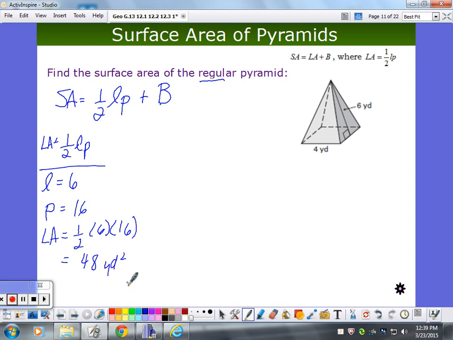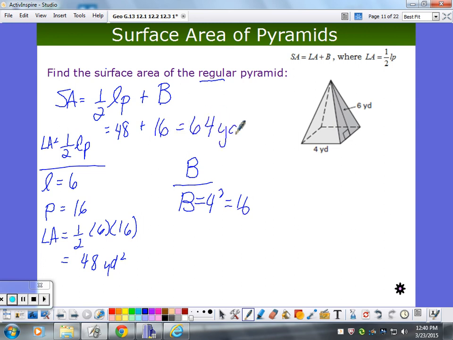If they just said find the lateral area, you would be done. But it says find the surface area. Now I have to find the area of the base. So what is uppercase B, area of the base? Right, 4 times 4, it's also 16. Just so happens. Add those together, 64 square yards is the surface area of this pyramid. Alright?